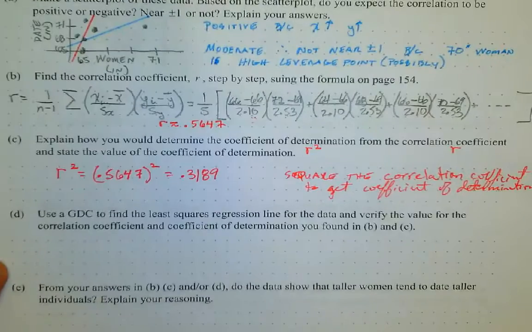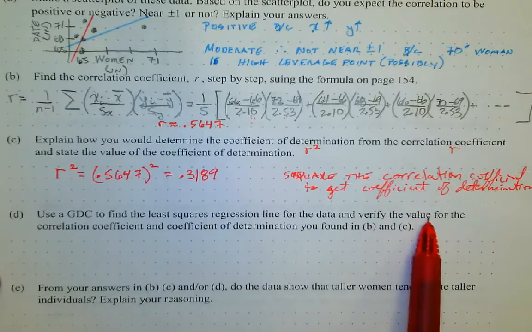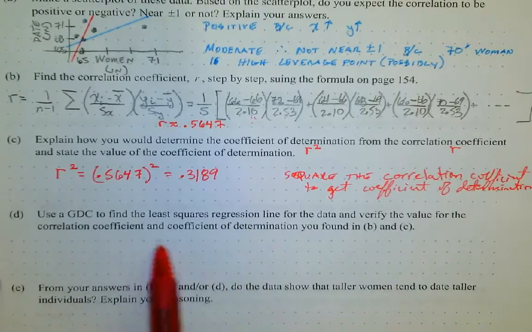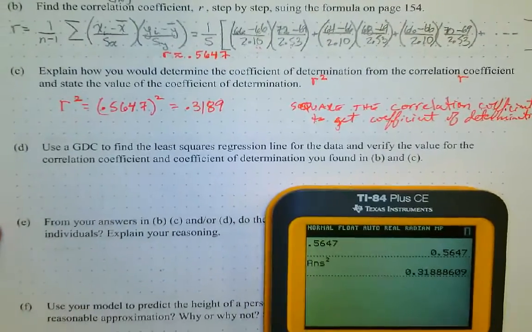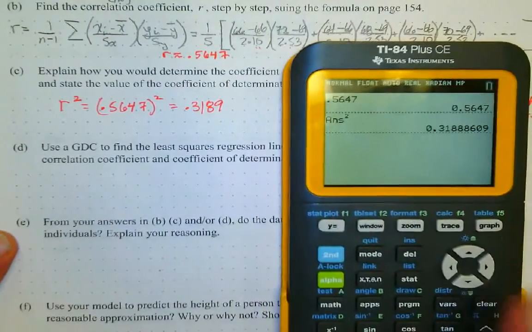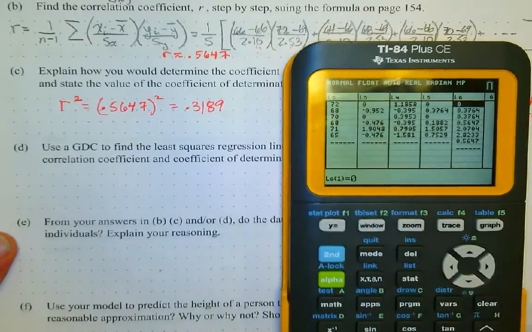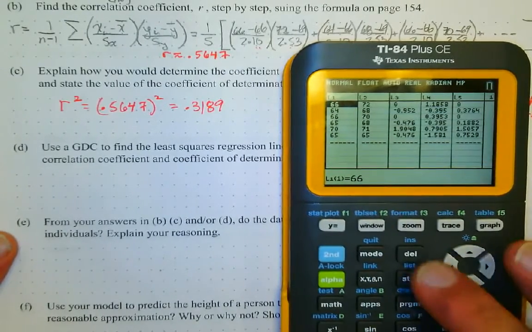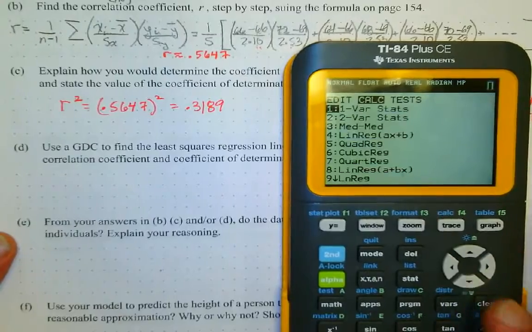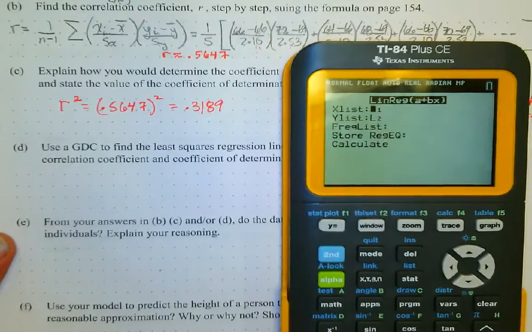All right, and then use a calculator to find that least squares regression line and verify the value that we found in B and C. Well, we've already done that, but we're going to do it once again so that we recall how to do it. All our information for X and Y is in L1 and L2. That's where we had the X and the Y information. We said stat calculate. We're going to want a plus bx for our regression line, so that's 8.